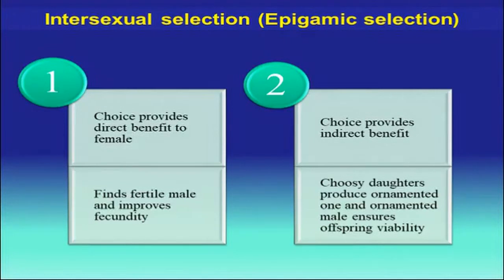In whatever way it is explained, the female gets a benefit because the better male has the quality of protecting, feeding and giving a space to the female, and she finds the fertile male and improves fecundity. A better male always has good fertility, and that way the female finds the fertile male and improves fecundity. The number of offspring and their survival are ensured through selection of the fertile male.